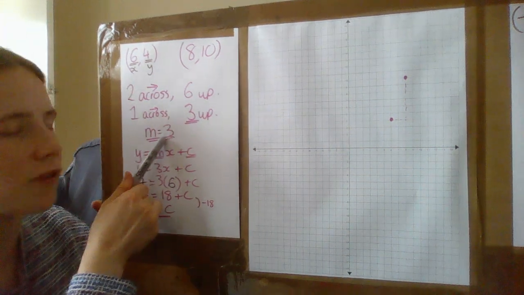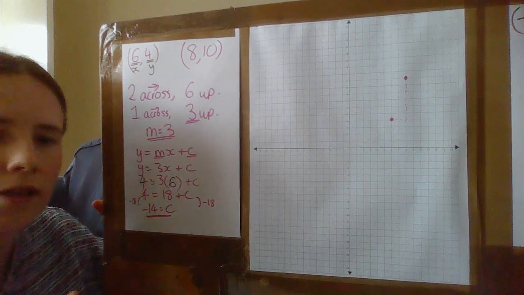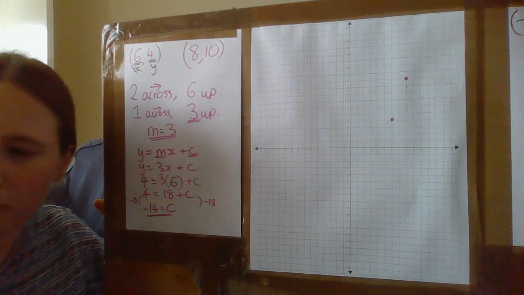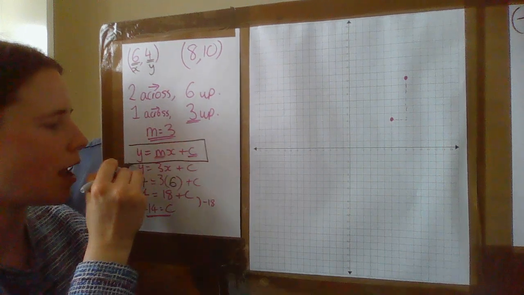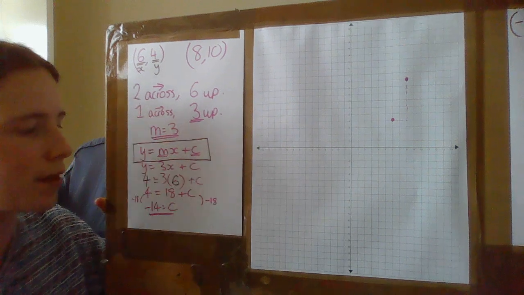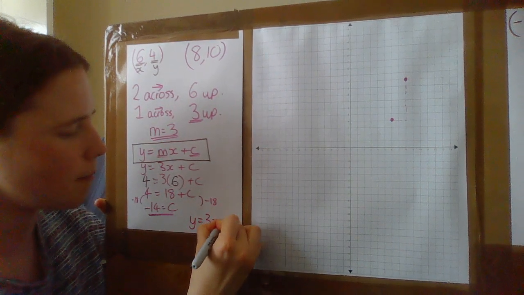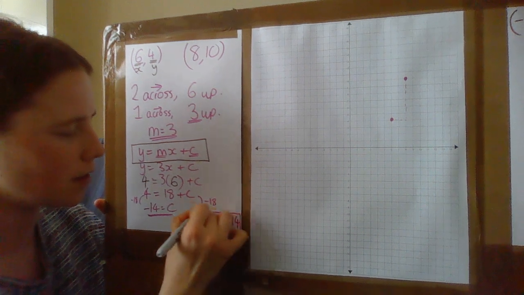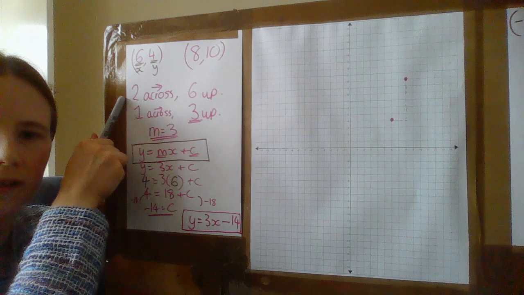Now that I know my m value and my c value, I've got enough information to get my equation. And remember, the equation is in the form y equals mx plus c. So I just need to say what my m and my c value are within that equation. So it's y equals 3x minus 14. That is the answer. Okay, so step 1, find the gradient.